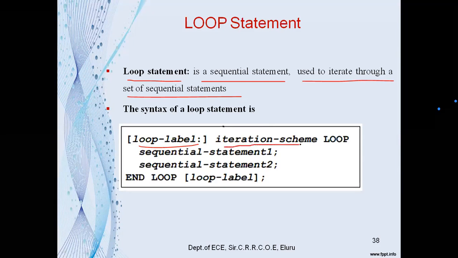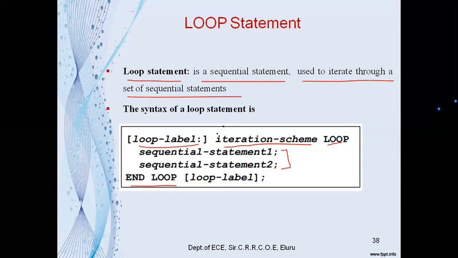This is very important here. Iteration scheme, loop, and then followed by the sequential statements. And after writing the sequential statements, we will end the loop with an optional loop label. If you have started with the loop label, you must end the loop with the loop label. If you have not given any loop label, then you need not specify the loop label here. The square brackets represent that it is optional to the user. If he wants, he can use it.